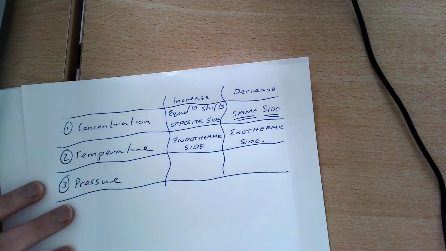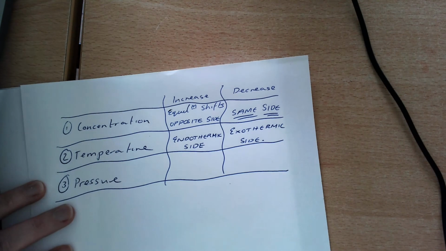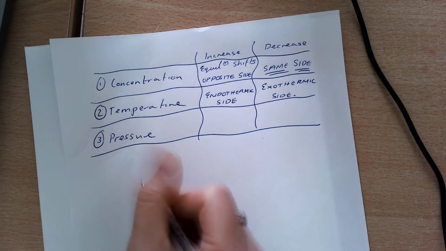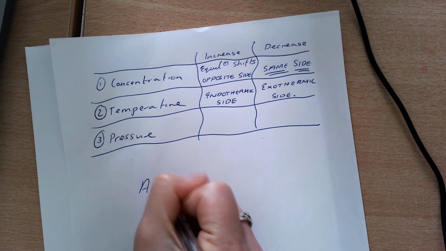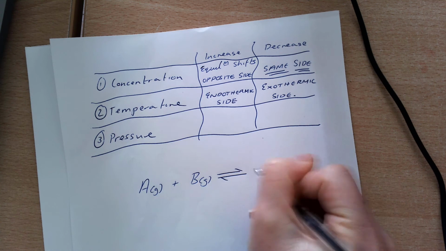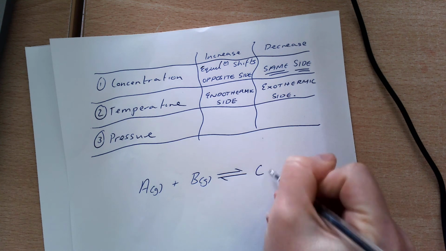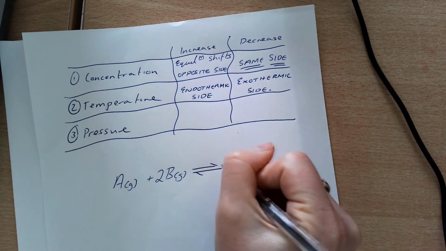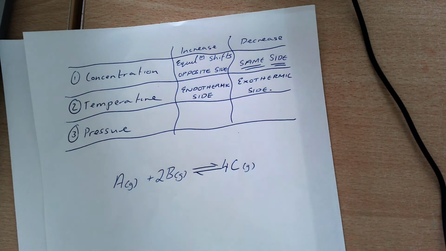And finally now we're going to have a look at pressure. So I didn't have a look at this with you. So just here, if we have A a gas and B as a gas as my reactants in equilibrium, and we'll just say with C. Now I'm just going to put 2B and 4C here just because that's what I've done in the notes.